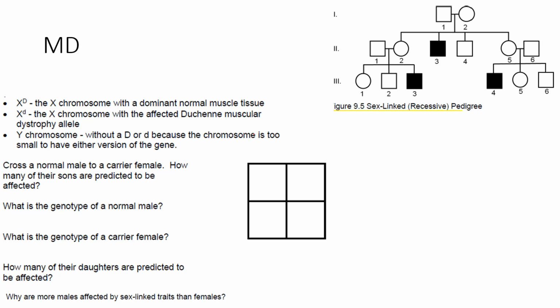So, this time they give us the code up here. X with a big D is normal muscle tissue, because remember, this is a recessive condition, so the little d means that a person can have muscular dystrophy. The Y chromosome doesn't get the D's because it's not on the Y chromosome. It says to cross a normal male, which is going to be X with a big D, Y, to a carrier female, she's going to be X with a big D, and then X with a little d. Fill it in as per usual.